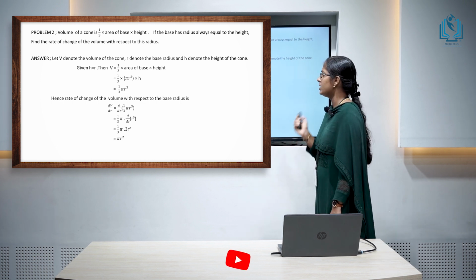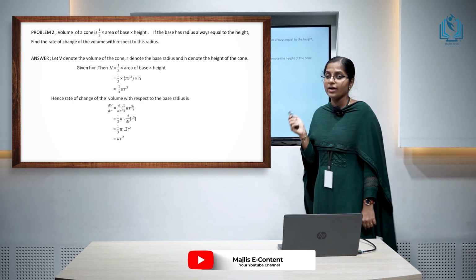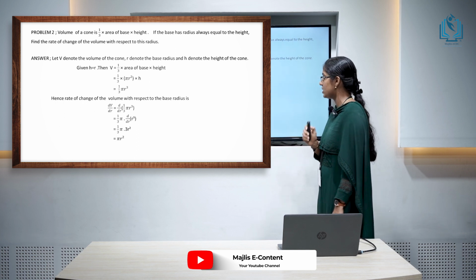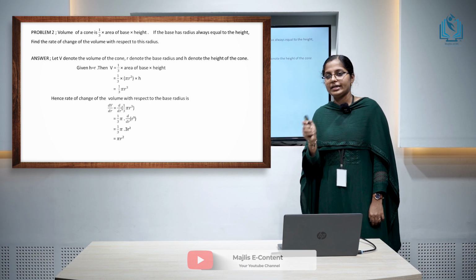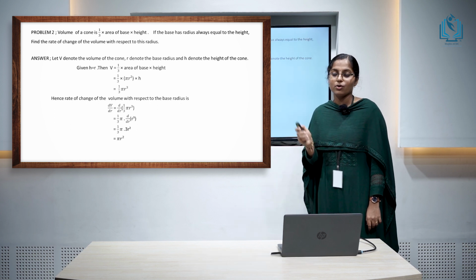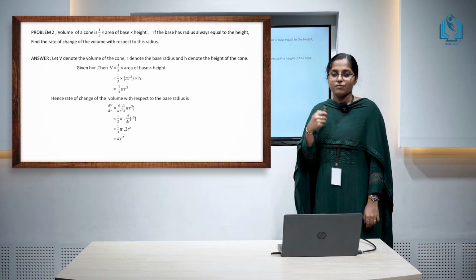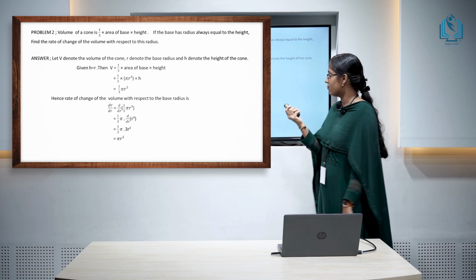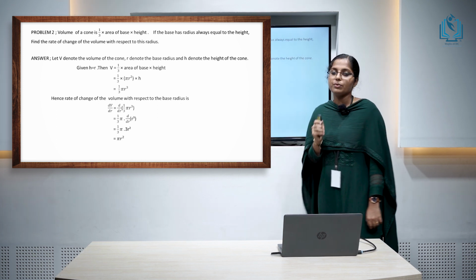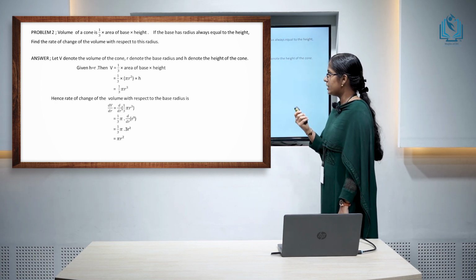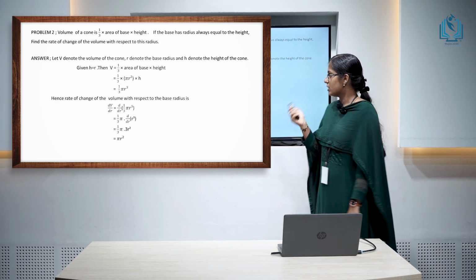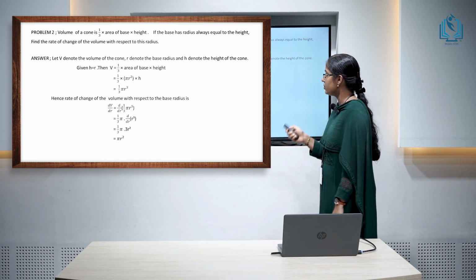So, we have to find the rate of change of volume with respect to the base radius. So, we have the formula dV by dr. dV by dr is equal to d by dr of 1 by 3 pi r cube. We know the derivative. Therefore, dV by dr is equal to pi r square. It's a simple problem. Therefore, the rate of change is equal to pi r square.